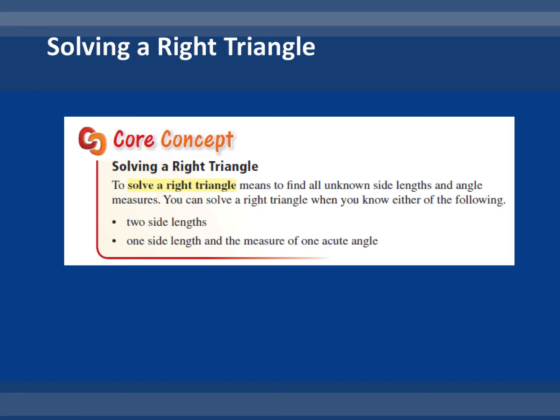Now we're going to officially see what the name of the lesson was, solving a right triangle. So here it says, to solve a right triangle, this means to find all unknown side lengths and angle measures. So we'll be using sine, cosine, and tangent. We'll also be using the inverse sine, cosine, and tangent. You're going to be given either two side lengths or one side length and one acute angle.